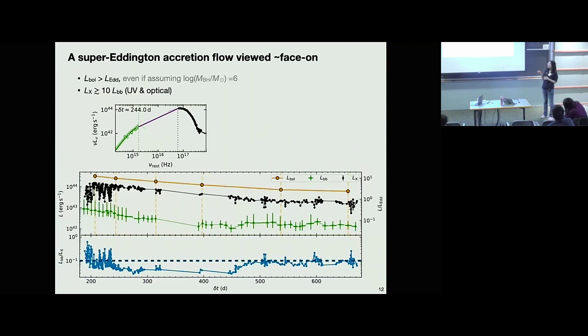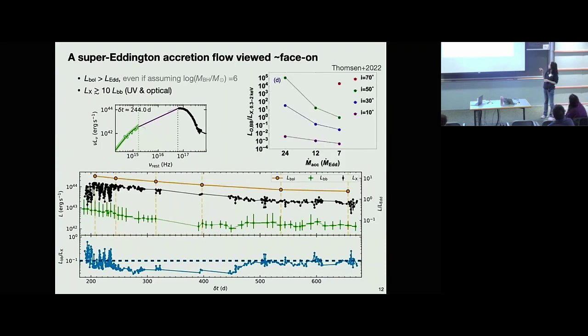And because of that, we can compare with the Thomsen 2022 simulations. In order to get the same ratio, we need the inclination angle to be less than 30 degrees or so. And there's some discussion in the paper saying that this optical black body is maybe a little underestimated. So the actual inclination of AT2020ysg is maybe even smaller.